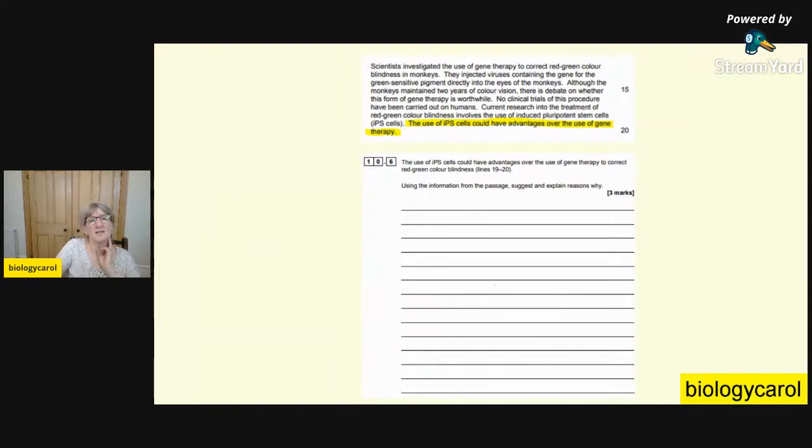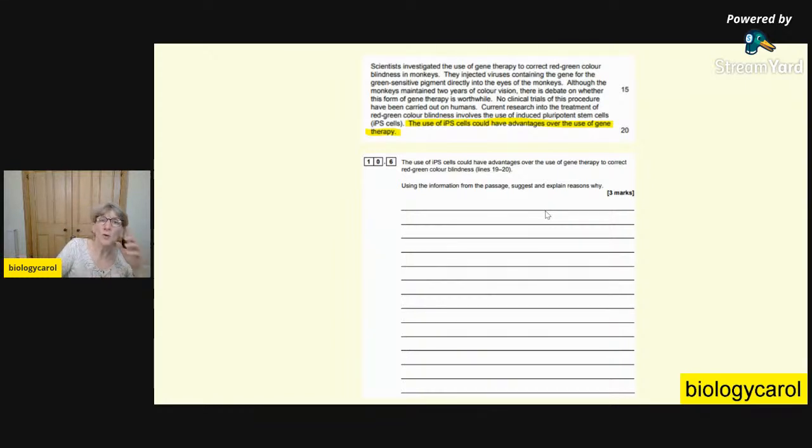This is the final question. The use of iPS cells could have advantages over the use of gene therapy to correct red-green colour blindness. Use the information from the passage, suggest and explain reasons why. By this point, I've realised that what I've written in the previous answer is absolutely the answer to this question. So really obvious, number 1, that iPS cells can replicate indefinitely and therefore provide a long-term treatment.